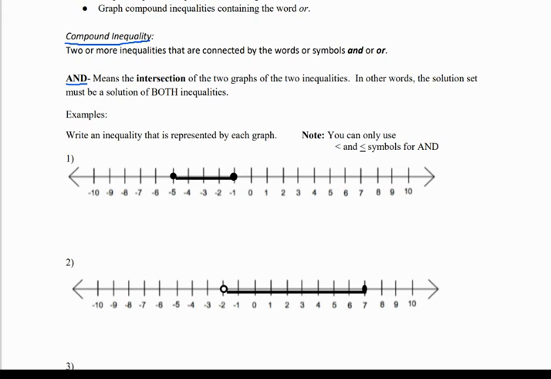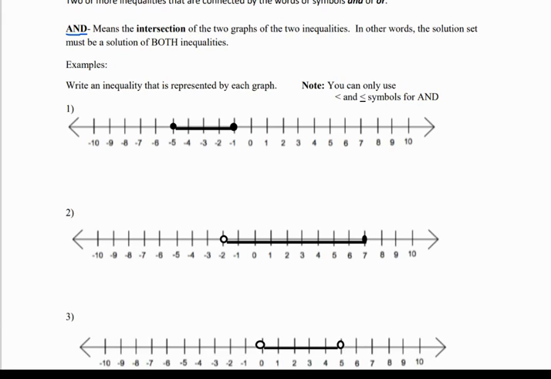Okay? So if we look at the first examples, what's given to you is a graph, and we have to write the compound inequality. When we have and statements, the word and is going to be in our head, but the way we write it just has symbols. So I'm going to do the first one for you.